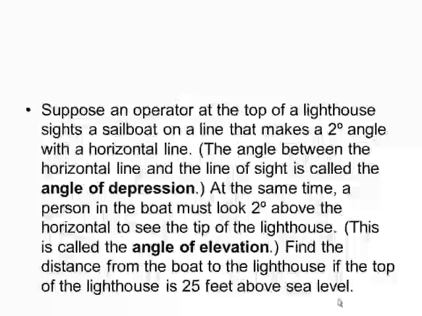It says, suppose an operator at the top of a lighthouse sights a sailboat on a line that makes a 2-degree angle with a horizontal line. And then we have a definition. It says this angle between the horizontal line and the line of sight is called the angle of depression. At the same time, a person in the boat must look 2 degrees above the horizontal to see the tip of the lighthouse, and this is called the angle of elevation. Find the distance from the boat to the lighthouse if the top of the lighthouse is 25 feet above sea level.